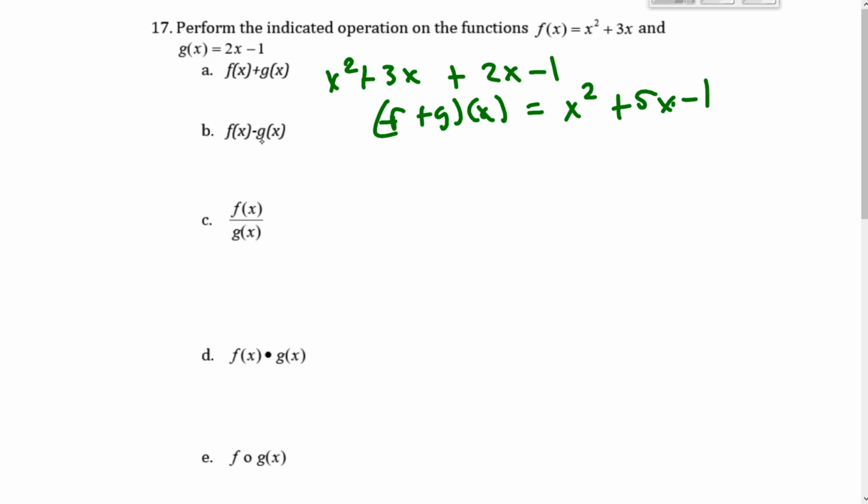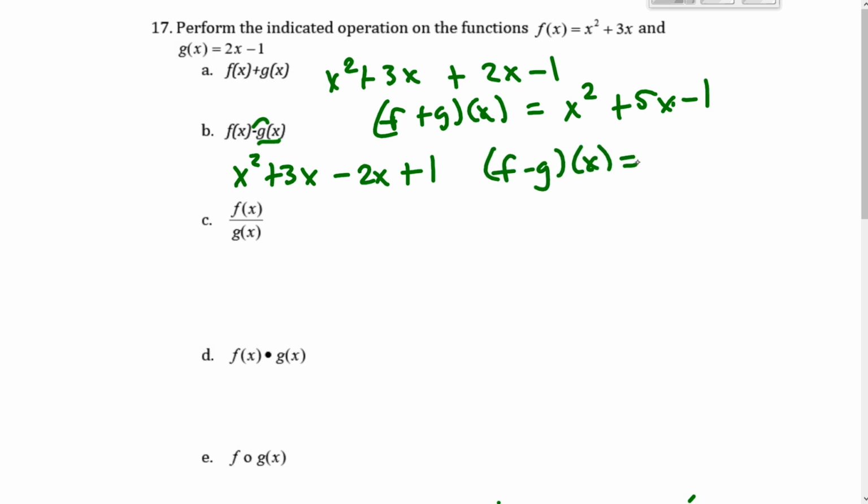When I'm subtracting, I got to distribute that negative to this second equation. So this is x squared plus 3x minus a 2x minus a -1, which is a +1. So I got to distribute that negative. So then I get f minus g of x is equal to x squared plus x plus 1. Usually mess up on distributing that negative.